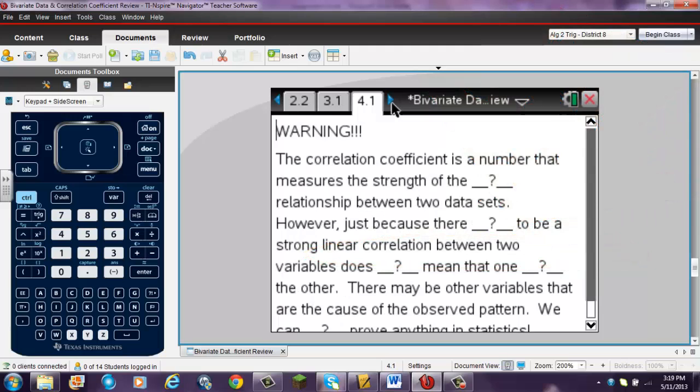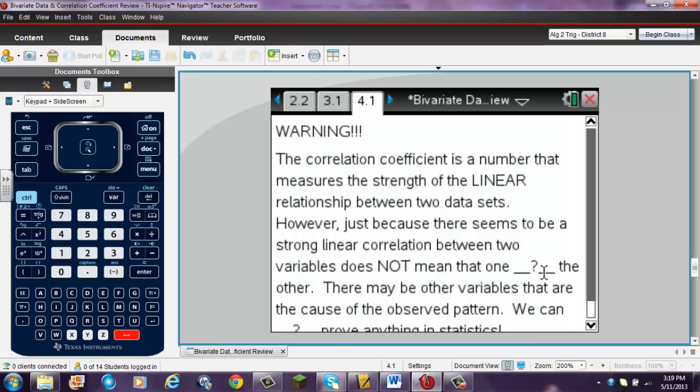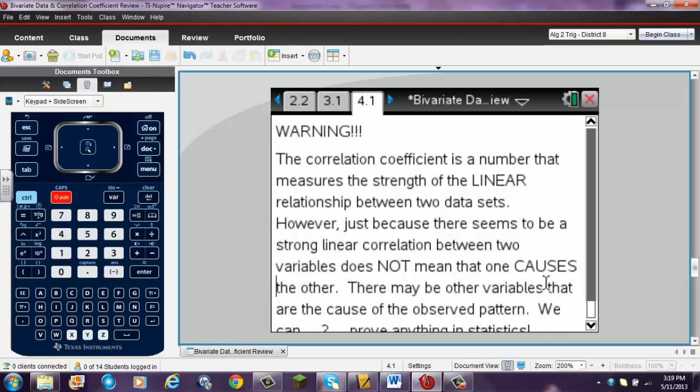On page 4.1, I need to warn you that the correlation coefficient is a number that measures the strength of the linear relationship between two data sets. However, just because there seems to be a strong linear correlation between two variables does not mean that one causes the other. There may be other variables that are the cause of the observed pattern.